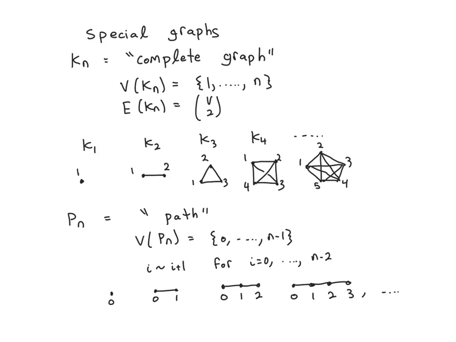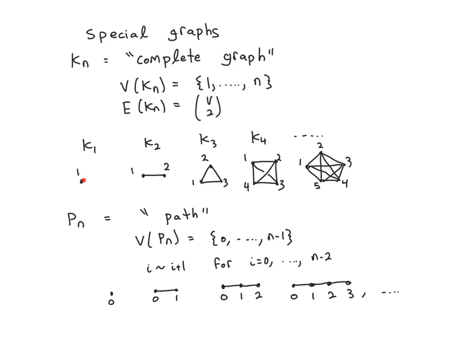So now I want to talk about some special graphs. My first favorite sequence of special graphs are called the complete graphs. They're denoted K sub n. You might want to say it should be C sub n, but we're going to reserve C for a different collection of graphs. The K comes from a German word for complete. The vertex set is going to be the integers 1 to n, and the edge set is all the possible edges you can have.